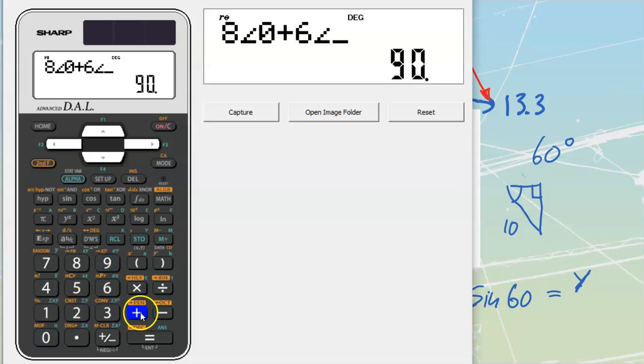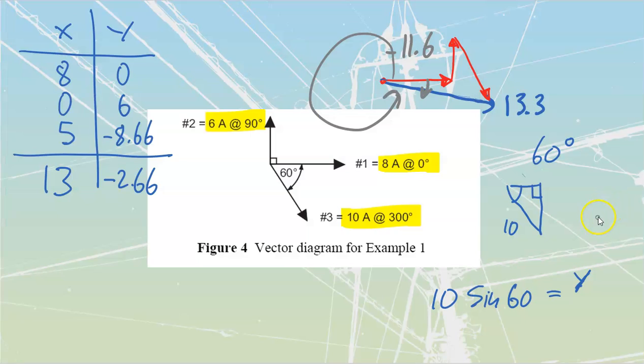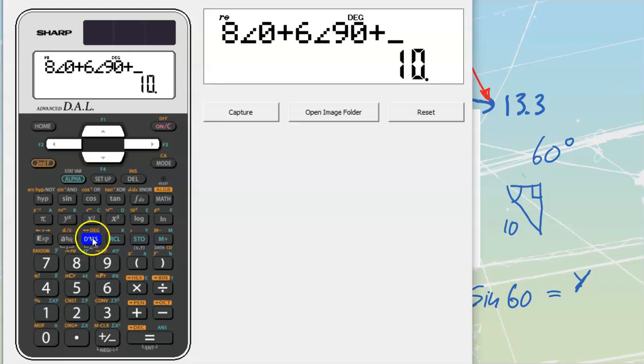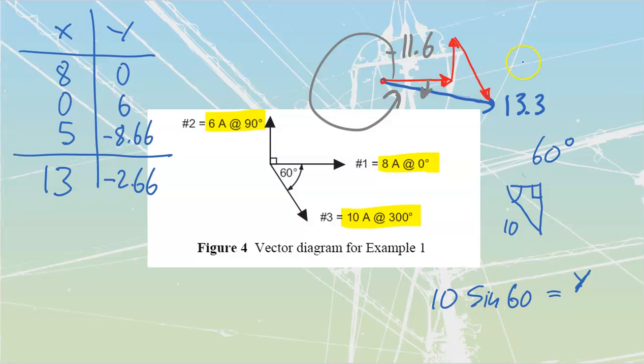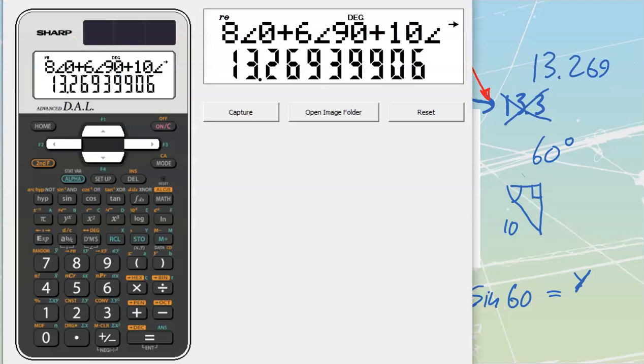It doesn't matter which order they go in. I'm just adding them so it lines up with what we have inside of the book. Plus 10 at angle 300. 10 angle 300 equals 13.269. It is more accurate than what we calculated. Cross that out. 13.269 at an angle of, second function, comma, negative 11.56. Note how it says negative. See that negative over there? That tells me that it's pulling this thing down from my origin in that same direction.